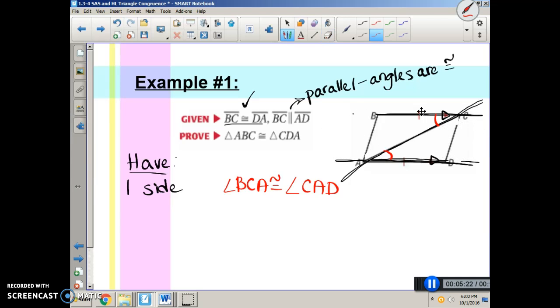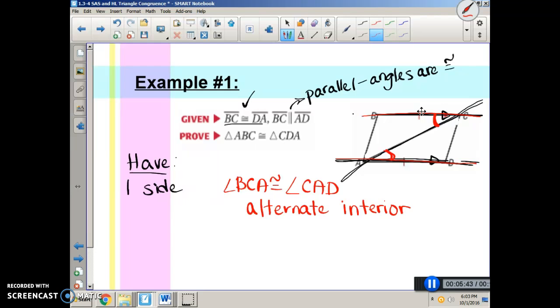And they are congruent because they are alternate interior angles. They're in between the two parallel lines, right here and right here, and they're on opposite sides. That one's on the bottom, that one's on the left, that one's on the right. They're alternate interiors, so they are congruent.